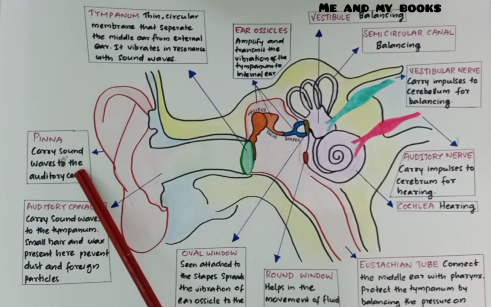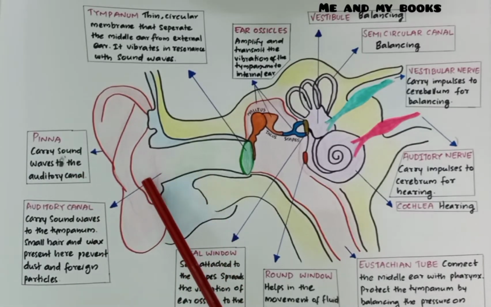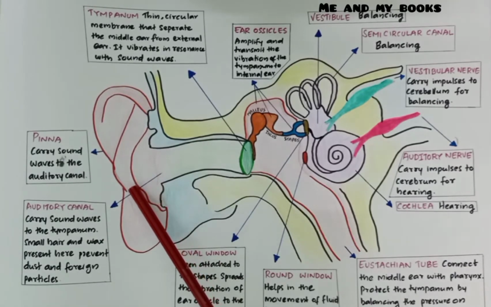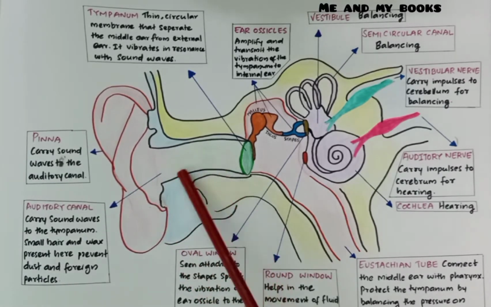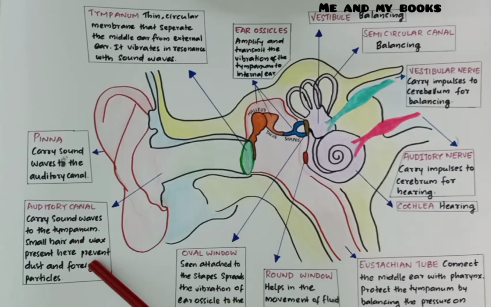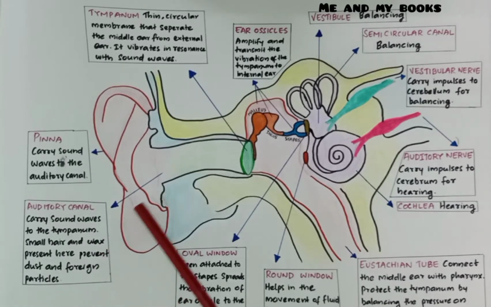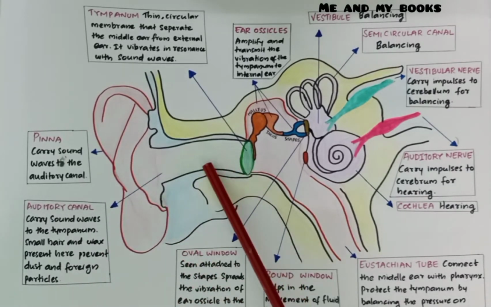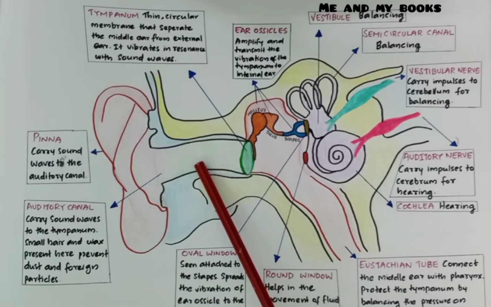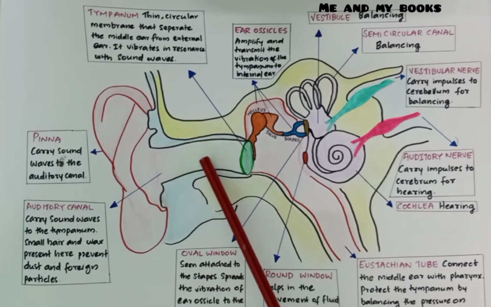The pinna's function, as I told, is carrying sound waves to the auditory canal. The pinna is flexible and boneless, and helps carry the impulses to the auditory canal. The auditory canal carries sound waves to the tympanum. Small hair and wax are contained here. They help to prevent dust particles and foreign particles. I told you that also.